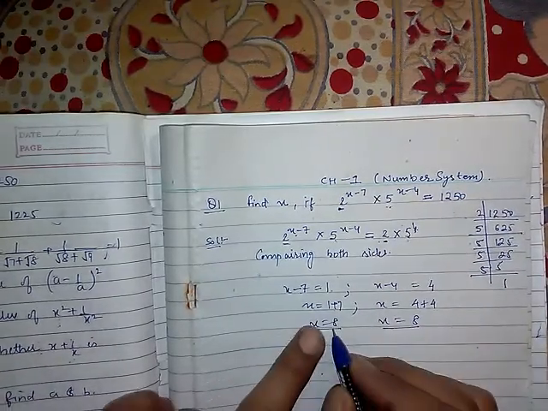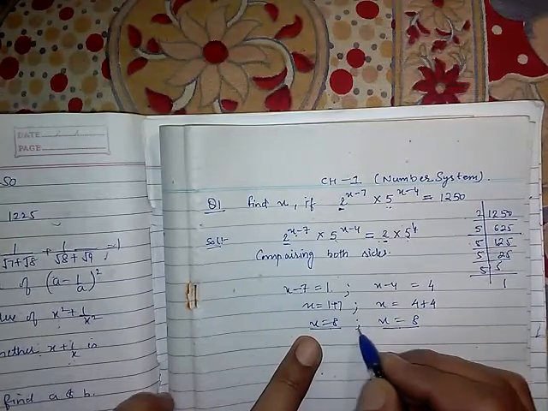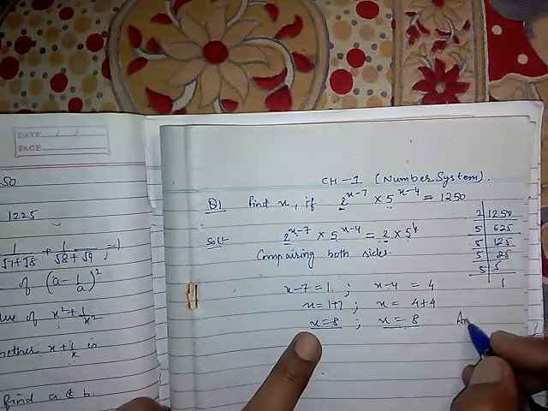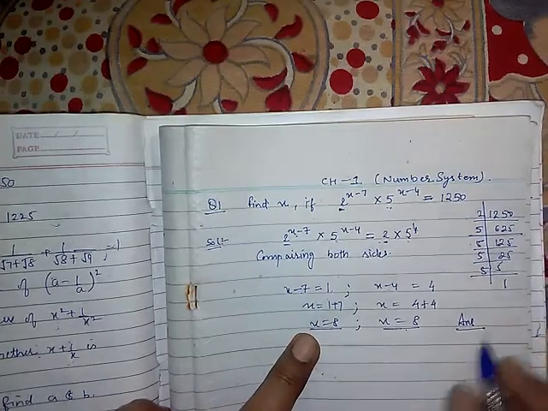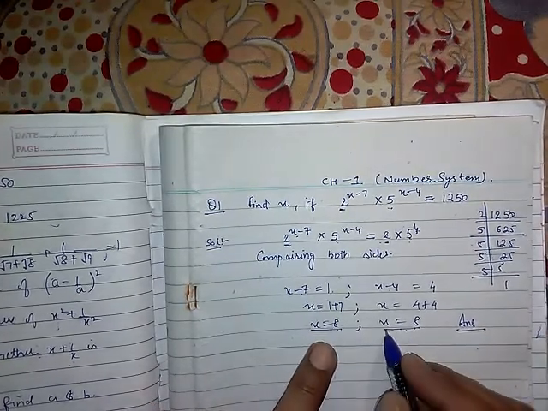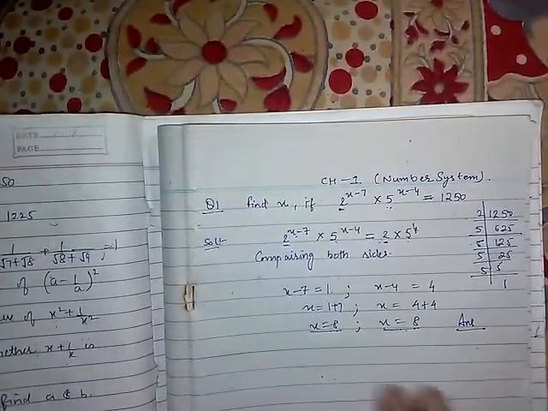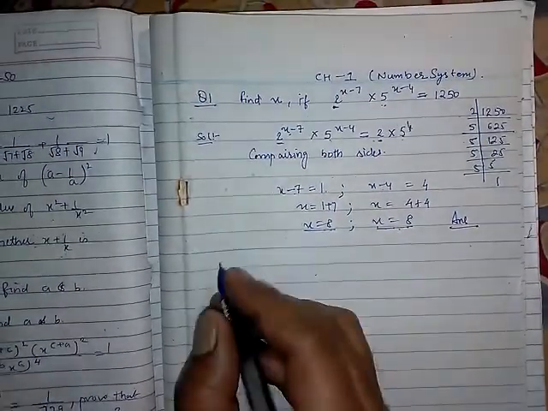Now you see, from both equations we are getting the same value of x. It means our answer is correct. Suppose you are getting different values for x here, it means your answer is wrong. Clear? So check your calculation one more time, otherwise a problem can be there, right?